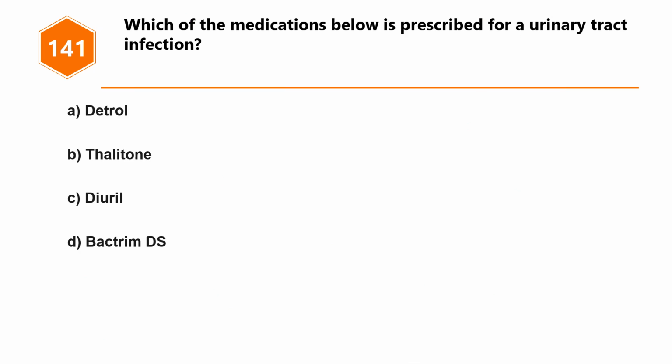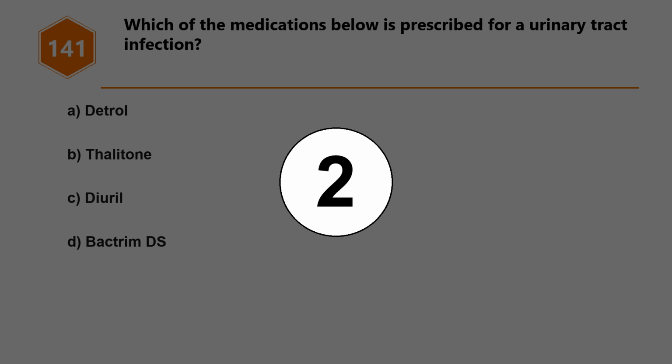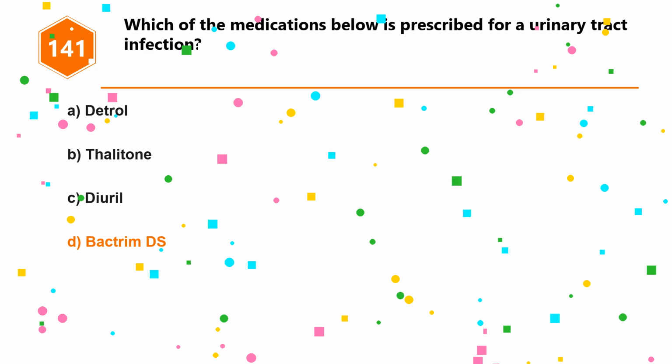Question 141. Which of the medications below is prescribed for a urinary tract infection? Option A, Detrol. Option B, Thalitone. Option C, Diaril. Option D, Bactrim DS. The correct answer is option D, Bactrim DS.